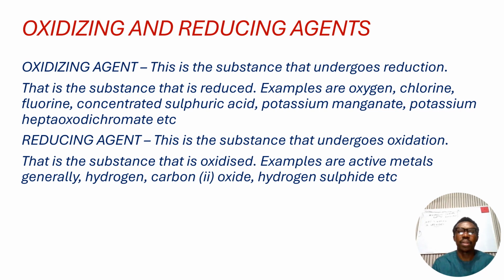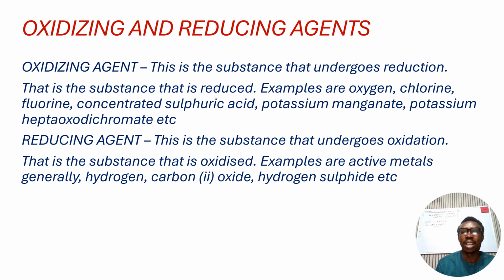So still on redox, we want to look at oxidizing and reducing agents. What are oxidizing agents? An oxidizing agent is a substance that undergoes reduction, the substance that is reduced in a reaction. That means the substance that gains electron, the substance that hydrogen is added to and oxygen is removed from, the substance that decreases in oxidation number. That's what we call what? The oxidizing agent.